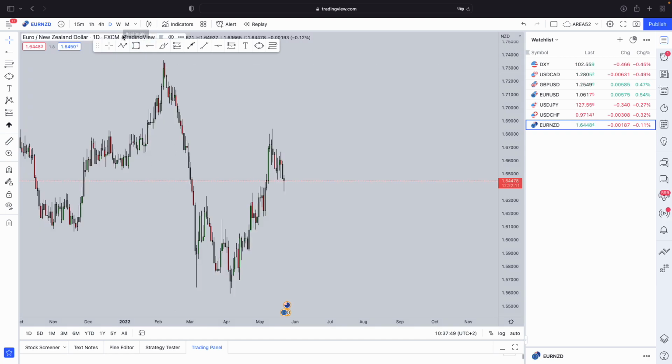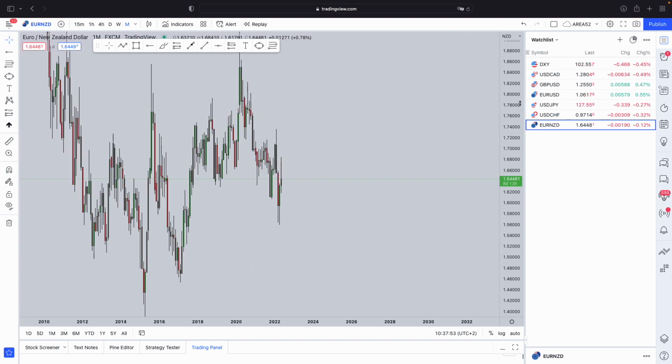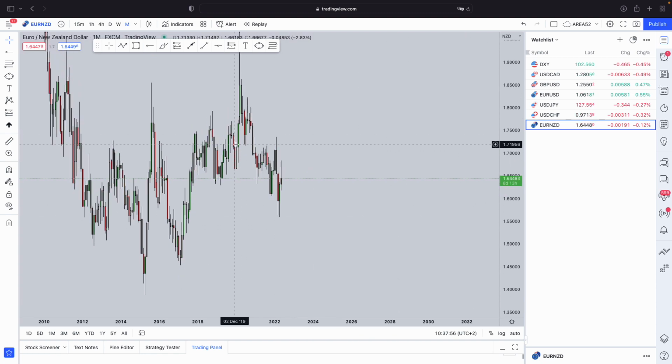Now I had a question from someone in the comment section yesterday asking me to do a breakdown on EURNZD. So I'm going to look at this for you quickly.